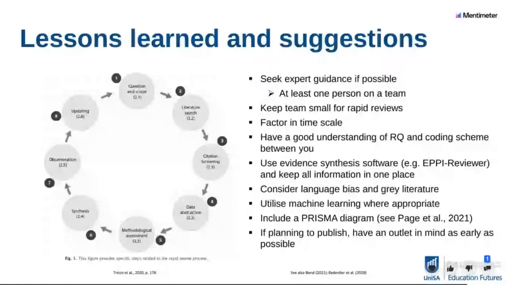You should also consider language bias, and where possible, involve researchers that use other languages and that can then search for research in those languages. And you should also consider grey literature, not just thinking of your standard library repositories, but also, someone suggested to me the other day, have you perhaps got a Teams channel where you might have shared some literature that you could search through? Could you look on Twitter? Could you look on ResearchGate? Places like that. You can also utilize machine learning where appropriate.